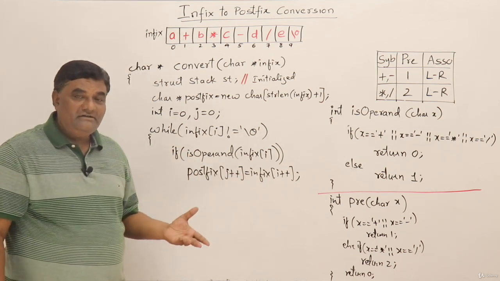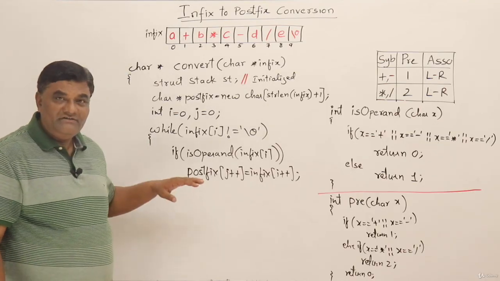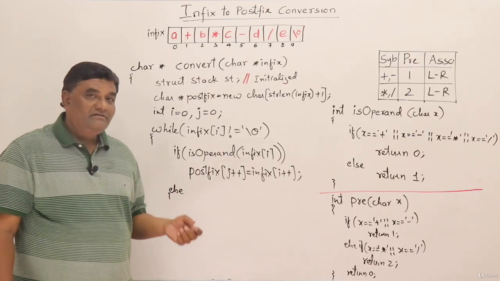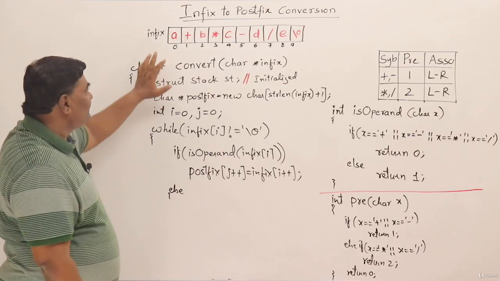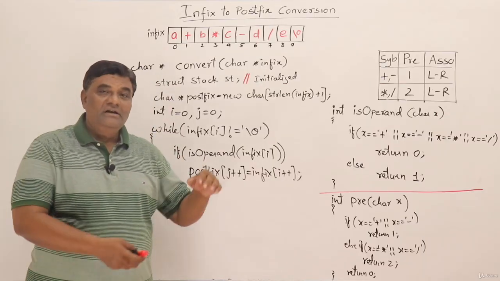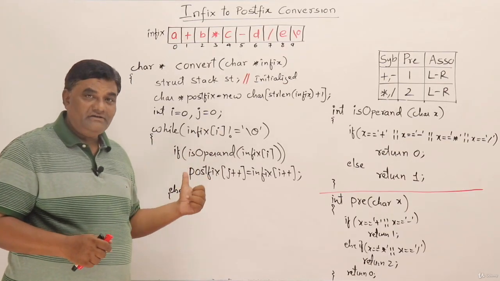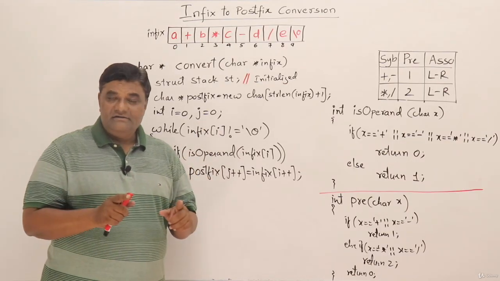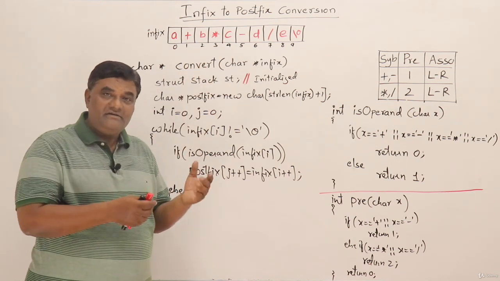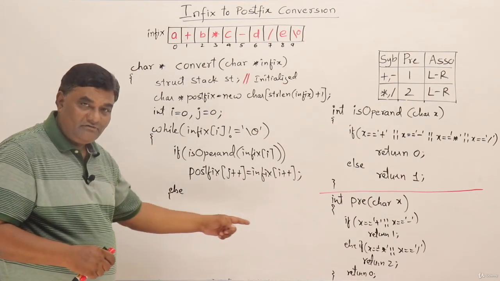If it is not an operand, then it is an operator, and then I have to check the precedences. So in the else part, if it is an operator, I have to check the precedence of a symbol from the infix expression and the precedence of the symbol in the topmost position of the stack. That's what we were doing. If the precedence of the infix symbol is greater, then push it into the stack. Otherwise, pop out. I will write down that code.